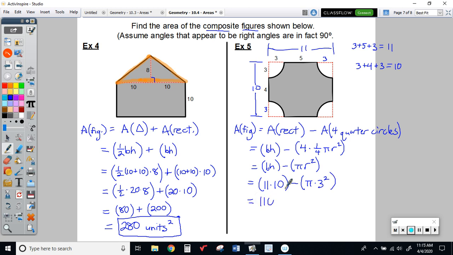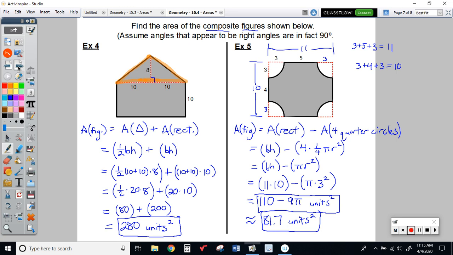This would be 110. This would be 9 pi. This would be an exact pi form answer right there. This would be in units squared. And if you were to round that off, 110 minus 9 pi in a calculator is approximately 81.7 units squared. So you've got exact or pi form right there, decimal approximate form to the nearest tenth right there.